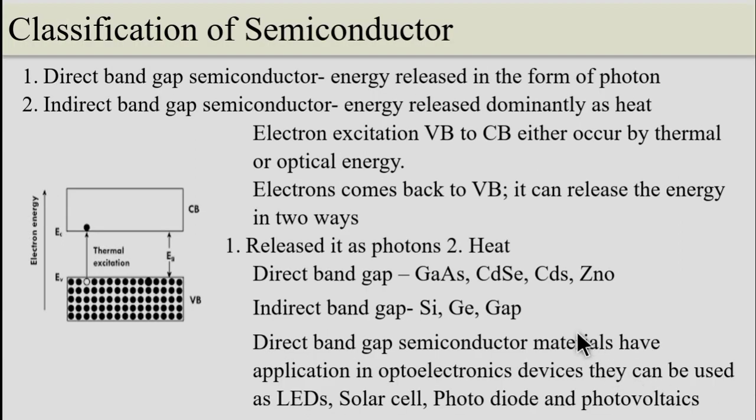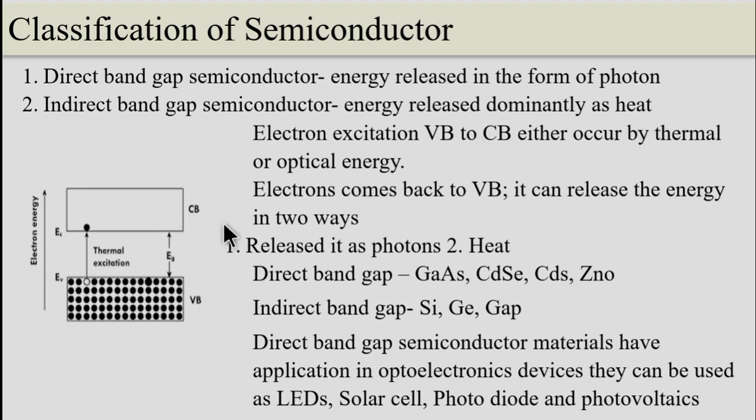Now there is a classification of semiconductors mainly into two groups. The first one is direct band gap semiconductor and the second is indirect band gap semiconductor. Here the energy is released purely in the form of photons. Here the energy is released dominantly as heat. Why is it so? Let us understand.